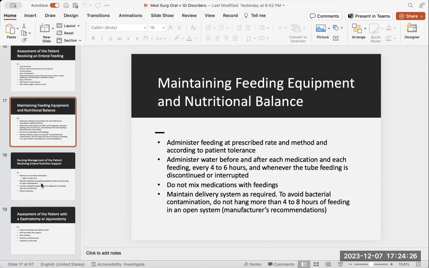And usually you do 4 to 6 hours, and then after that, you usually change the tubing and change the system to prevent infections. Because remember, this feeding is sugary, and bacteria love sugar. So if we keep using the same tubing, that's at risk for infection, and do not mix medications with the feedings. That can go very wrong. Some medications could also affect your GI, and they might not be tolerated well, medications and feedings. So you should always hold your feedings when you're giving a medication.